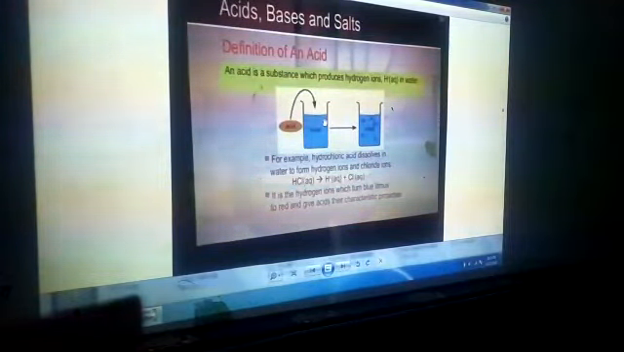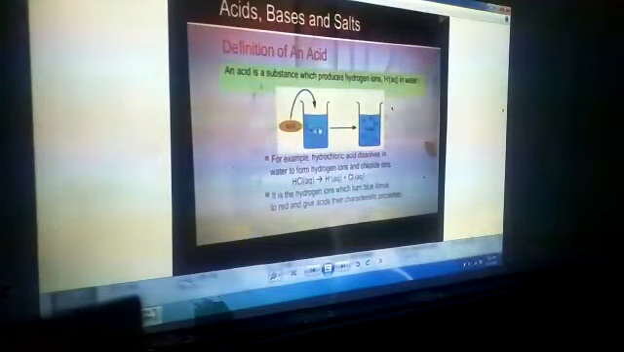Today I am going to explain chapter 2, acids, bases and salts, of class 10th chemistry. What are acids? Actually, acids are those substances which produce hydrogen ions. Hydrogen ion means H plus; hydrogen which possesses H plus is known as a hydrogen ion.